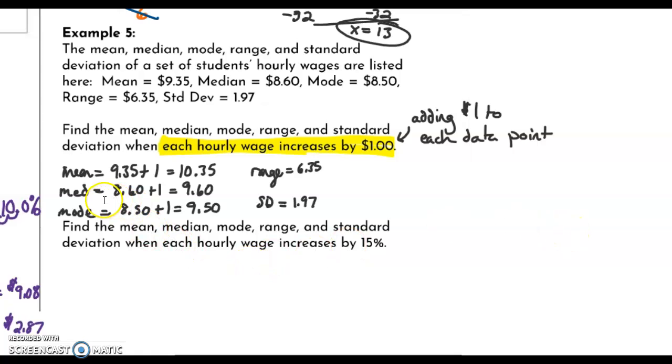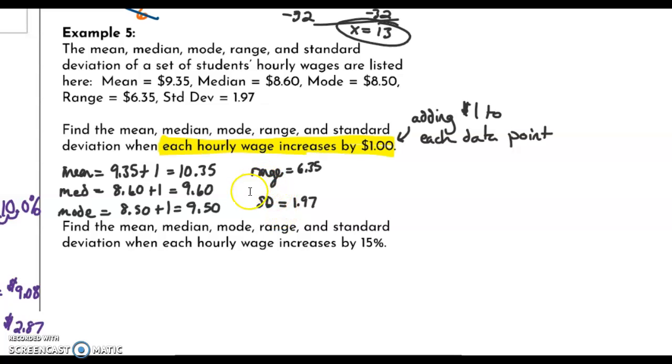Okay, so here are my numbers. I show my work. So you see the mean, median, and mode, I added 1 to each one. That's the dollar increase. That's why I added 1, because it increased by $1. So here are my new values. The new mean is $10.35. The new median is $9.60, and the new mode is $9.50. The range and the standard deviation remain the same.